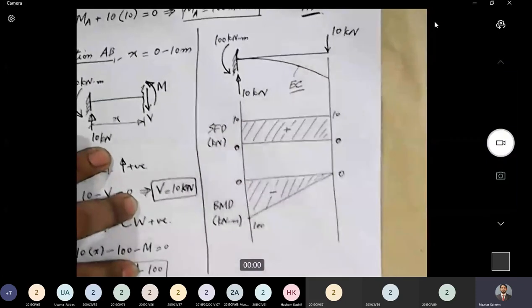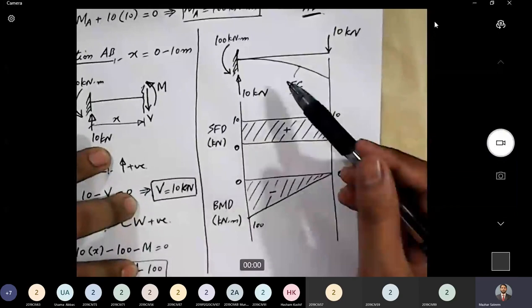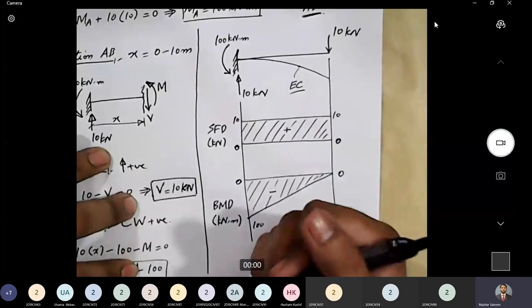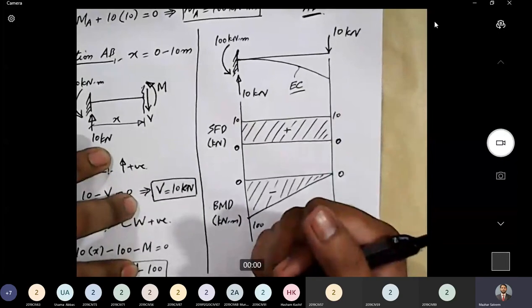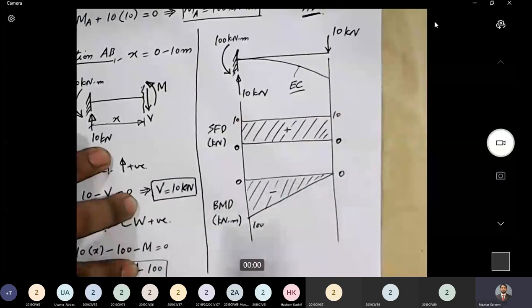So we have the shear force diagram, bending moment diagram, and elastic curve of the beam. And this completes this problem. So we will stop here.